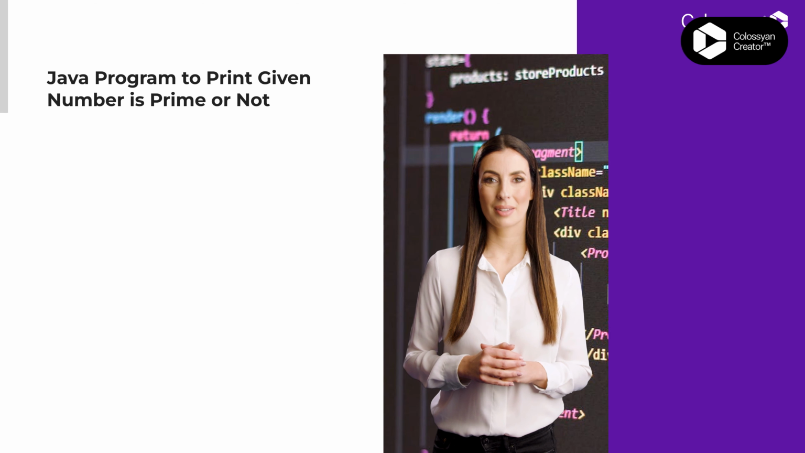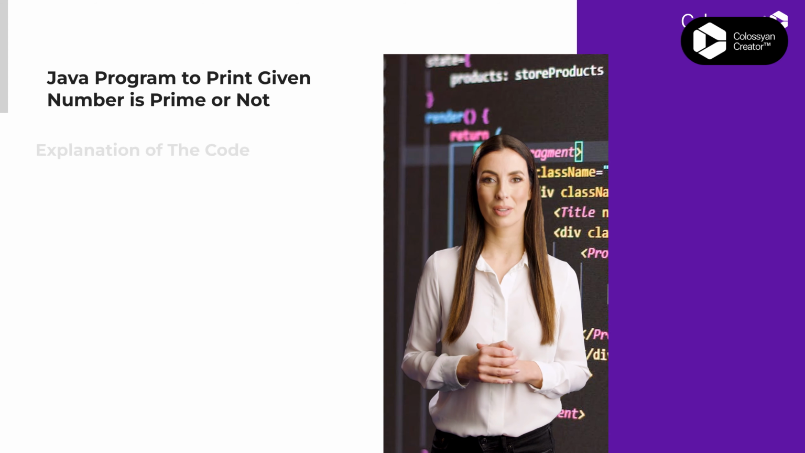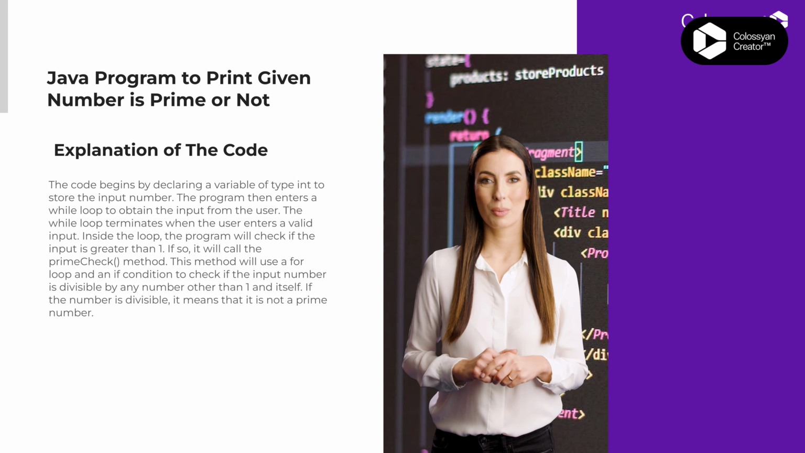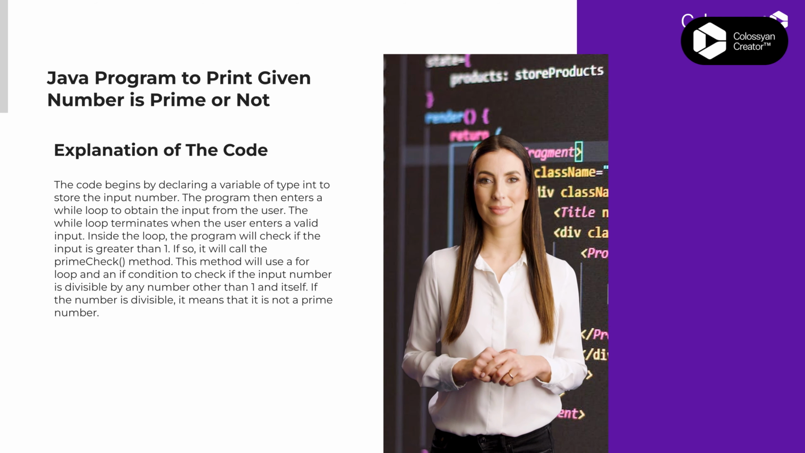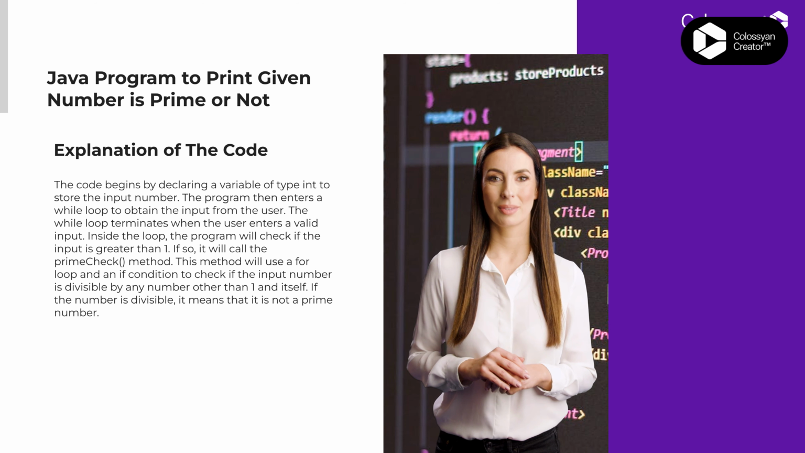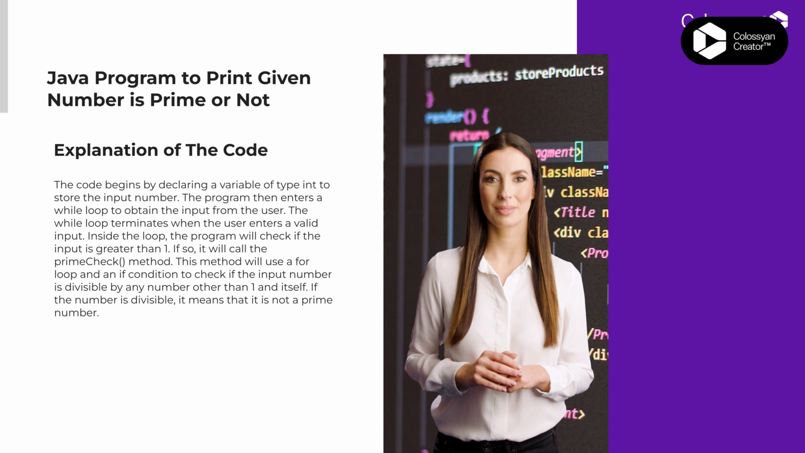The code begins by declaring a variable of type int to store the input number. The program then enters a while loop to obtain the input from the user. The while loop terminates when the user enters a valid input. Inside the loop, the program will check if the input is greater than 1. If so, it will call the primeCheck method.